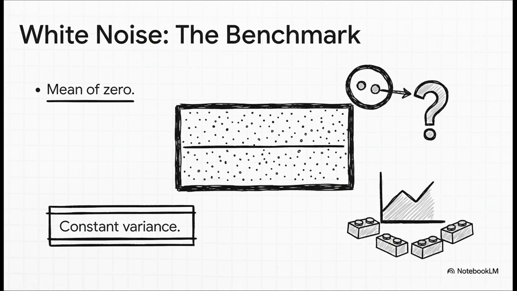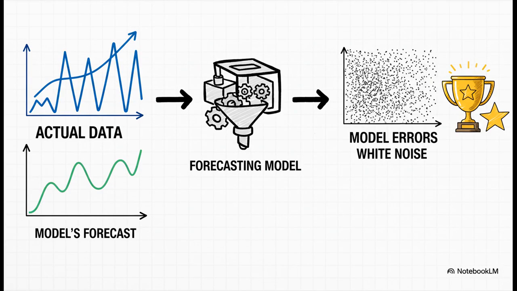And here's the practical magic of white noise. When you build a forecasting model, you always look at the errors. You know, the difference between your predictions and the actual values. If those errors look like white noise, that is a huge sign of success. It means your model has squeezed out every last ounce of predictable information, and all that's left behind is pure, unforecastable randomness. You've done your job.